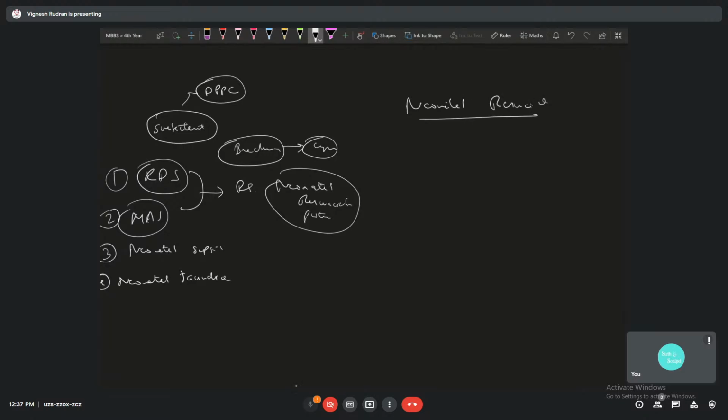So neonatal resuscitation, first you will check the breathing rate, SpO2, and your heart rate. First you will check for a breathing rate, movements, and skin color. Based on this you will decide the next step.